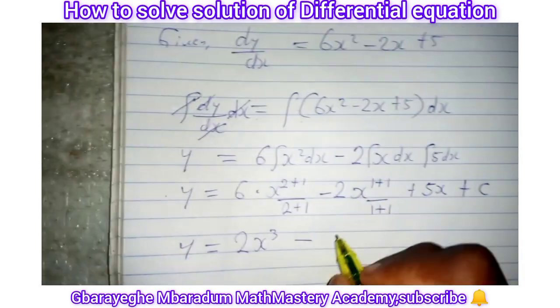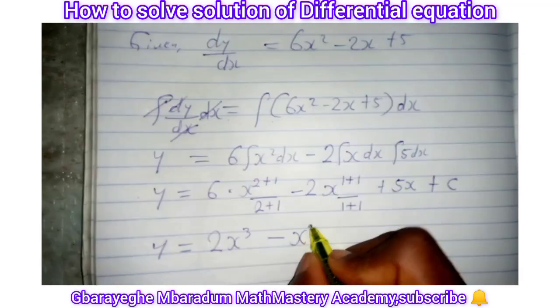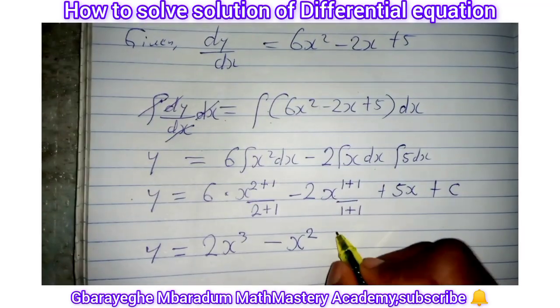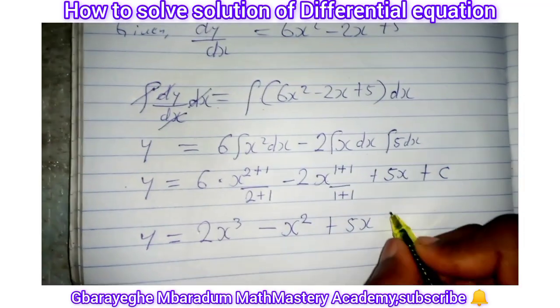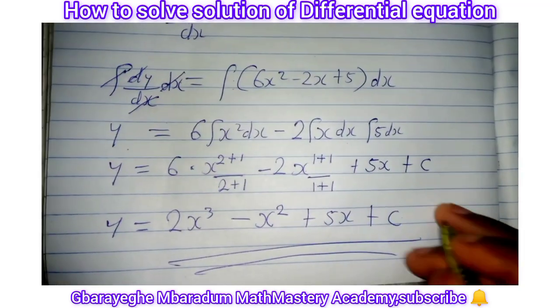Minus 1 times x is going to give us the same thing as x. And we know that this x has a power of 1 plus 1, which is equal to 2, then plus 5x plus c, and this is our final answer.